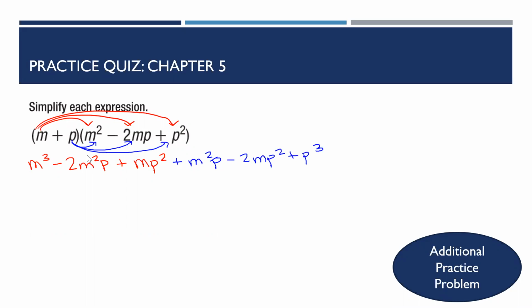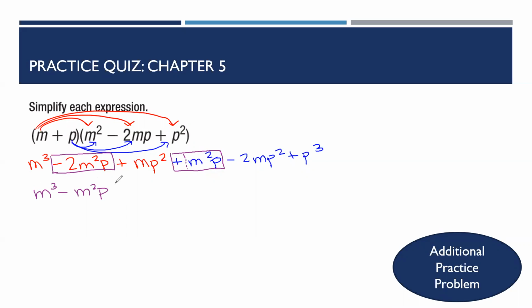Okay, so now when I go for looking for my like terms, I have negative 2m squared p and plus m squared p. Now remember, there is a 1 there. So negative 2 plus 1 is going to give me negative 1m squared. Okay, so I still have this m cubed, and then this is going to be negative 1m squared p.